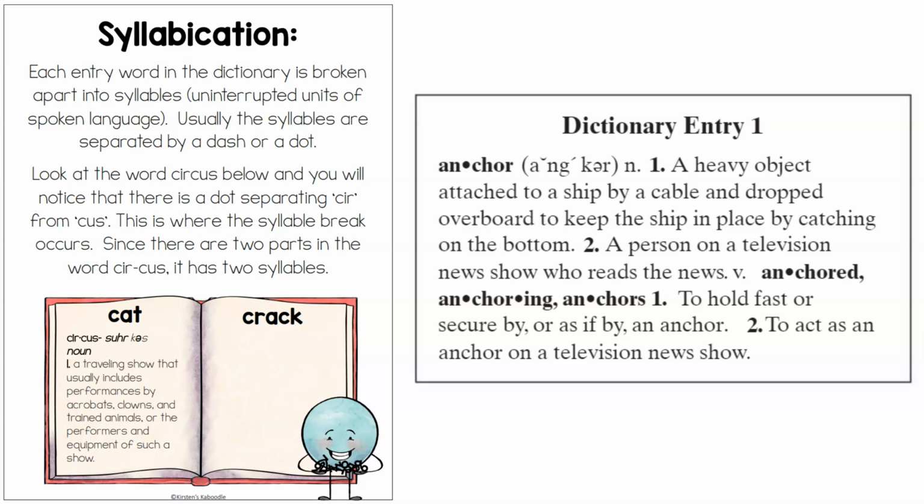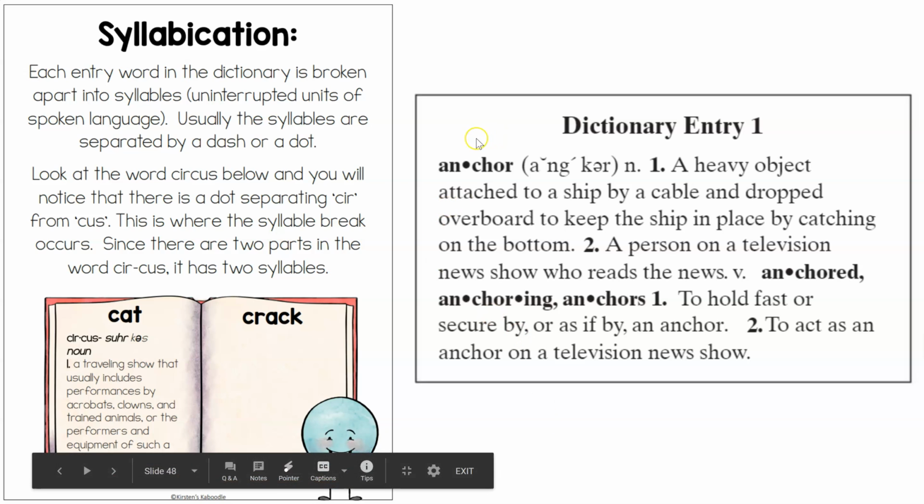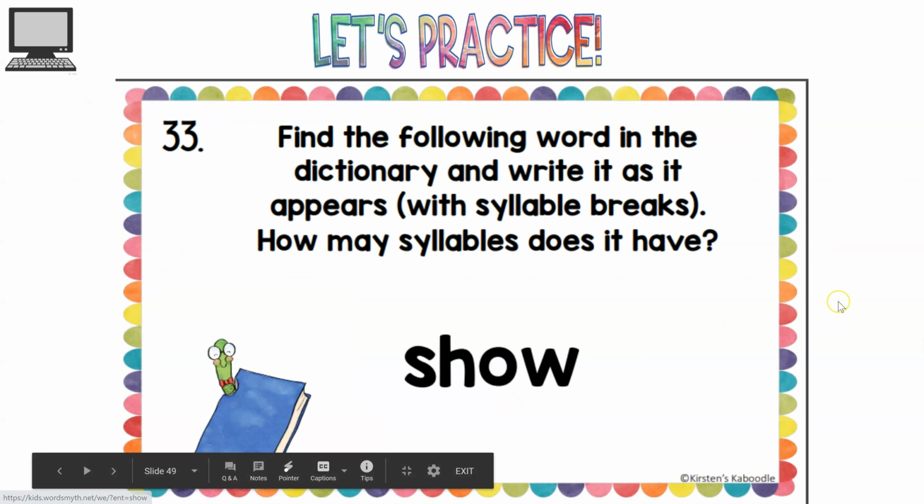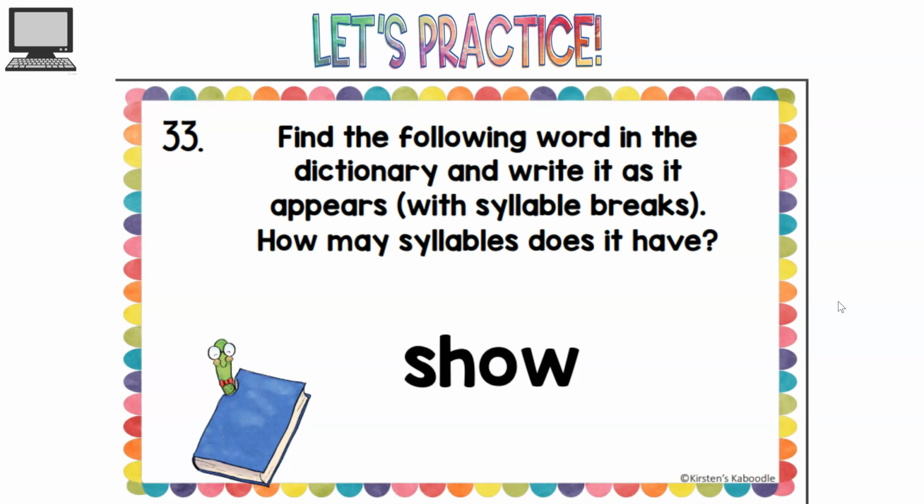2 syllables. Taking a look at the dictionary entry here, how many syllables does anchor have? That's right, it has 2, anchor. We know that because there is a dot separating the 2 syllables, ang from kur. Let's practice. Using our online dictionary in a new tab, see if you can find the dictionary entry for the word show. Can you find the pronunciation and the syllables? Pause right here to do so.